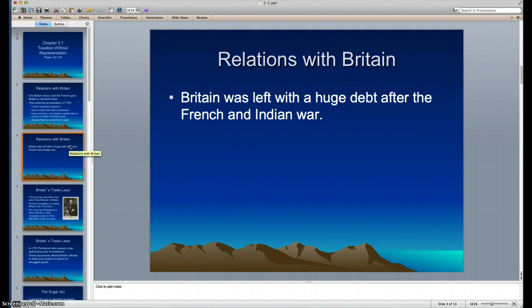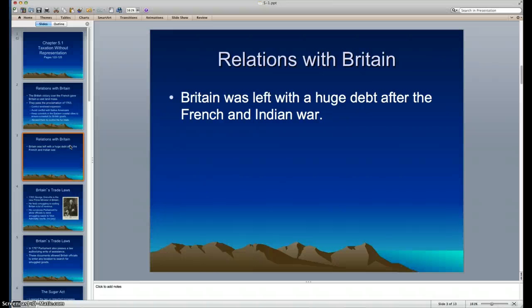The other big problem that Britain has as far as this section goes is the fact that they have a massive debt. If you remember from the last chapter that we read, the Prime Minister of England agreed that they would pay all of the fees associated with the French and Indian War. Well, as I told you then, that was untrue. What they figured they would do is just raise the colonists' taxes later. What they did not expect was the colonists to fight back when they did raise their taxes.